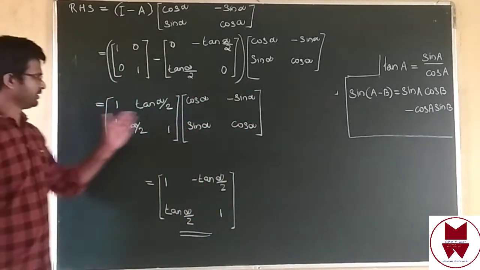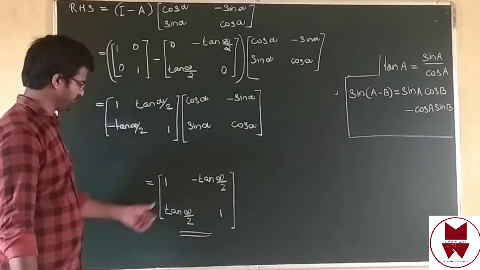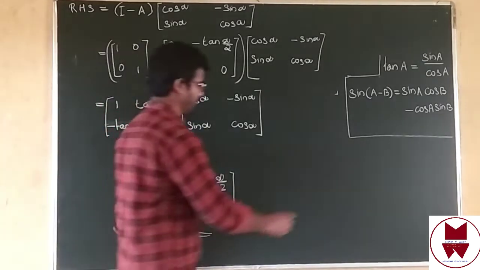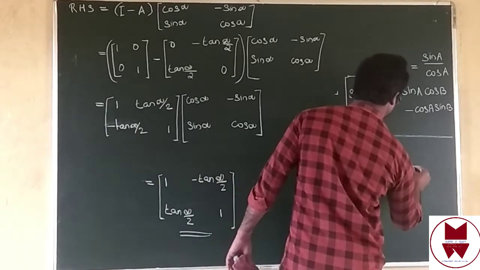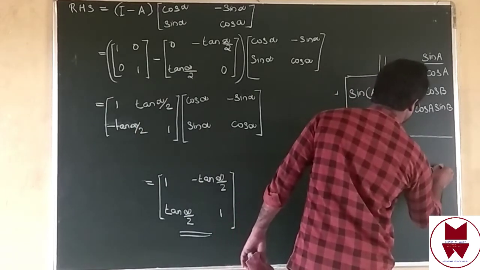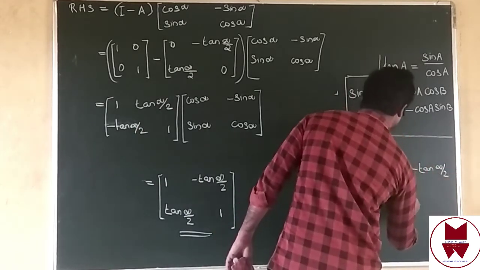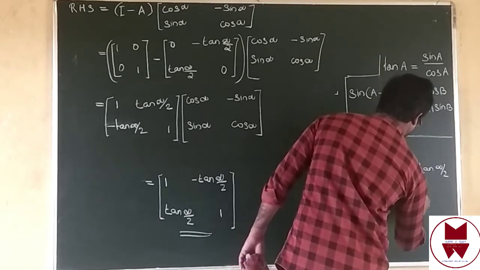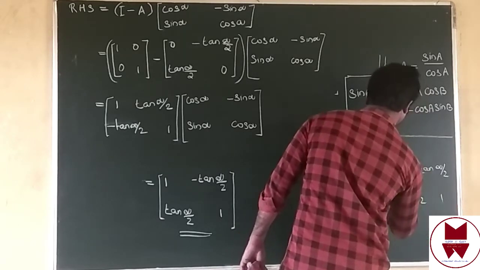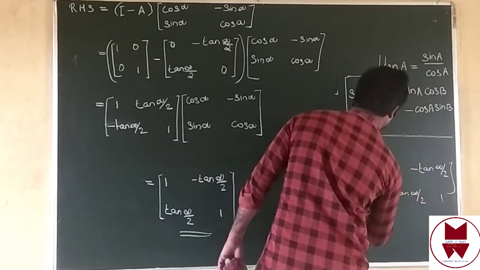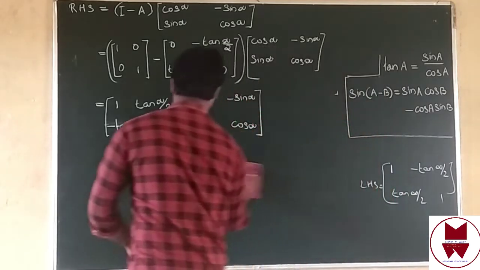Then these two matrices we can multiply. Keep in mind this is the LHS answer. We write it here for checking only: [1, minus tan alpha by 2; tan alpha by 2, 1]. This is our LHS answer.